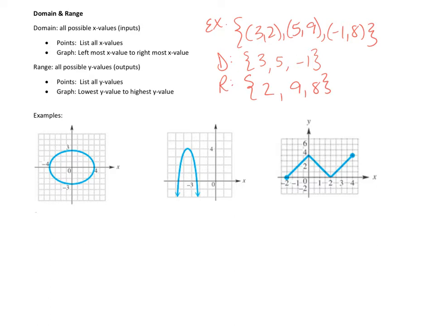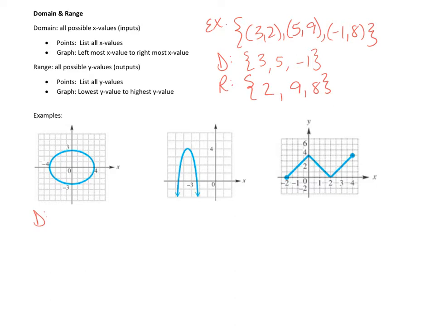So the domain is any possible x value. When I look at this graph, the most common mistake people make is thinking that it has to be on the x-axis. So we've got some examples where they are and some examples where they're not. It doesn't have to be where the graph is on the x-axis. It just has to describe what the possible x values could be: the furthest point to the left and then the furthest point to the right.